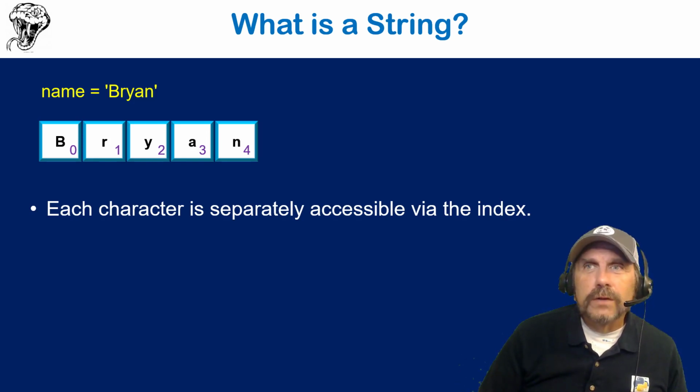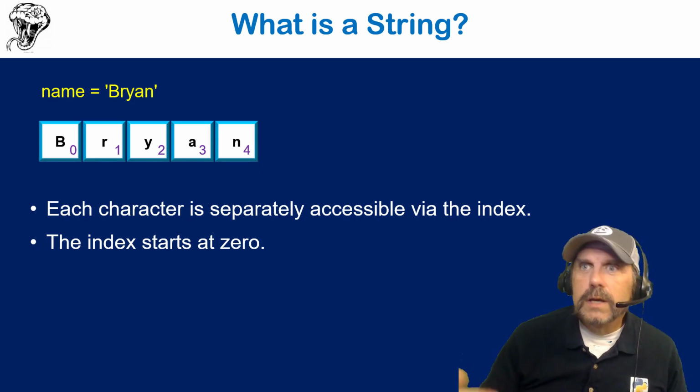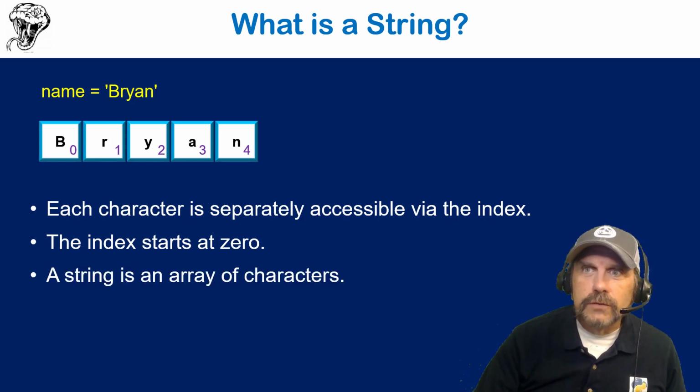The index, which the 0, 1, 2, 3, 4 represents, can also be called a subscript. Python doesn't tend to use that word, but in other languages I've used, they're often called subscripts. So we see each character is separately accessible via the index. We're going to see this more closely in a demo. The index starts at 0, as I've mentioned, and the string is an array of characters.